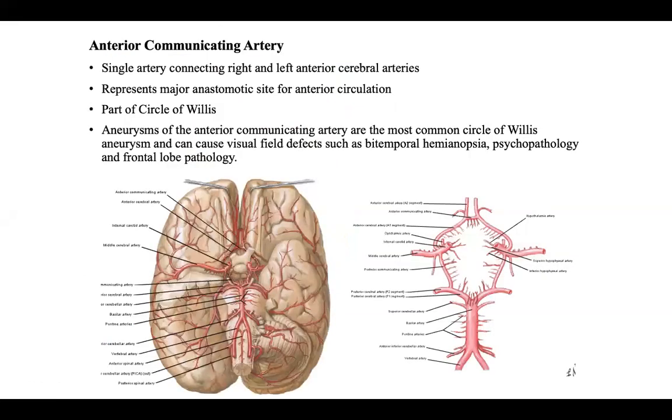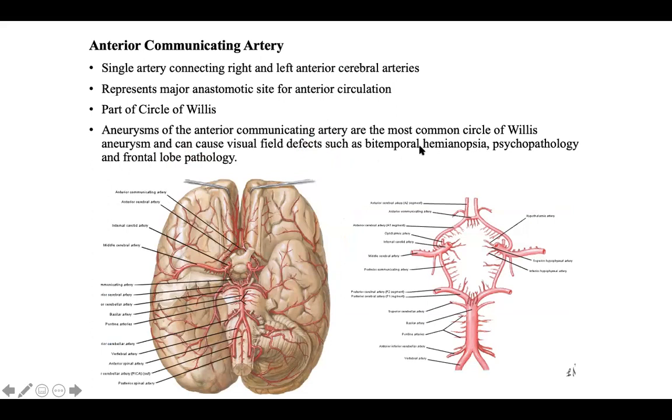Now, what's important about the anterior communicating artery is that aneurysms of this artery are the most common among the other arteries in the circle of Willis. And if you notice, this is the optic chiasm. Because this is very close in relation to the optic chiasm, any aneurysm in this area will compress the optic chiasm, and that's why the person will have bitemporal hemianopia.